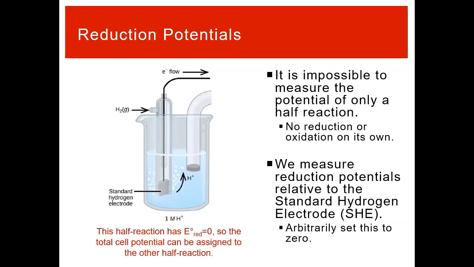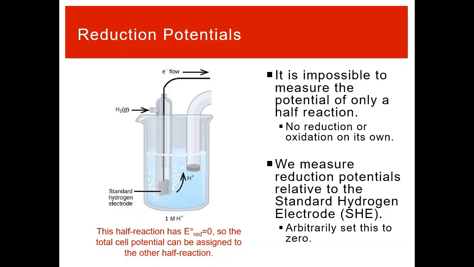So we want these numbers. We want half reaction potentials. You can't just measure the potential of a half reaction because half reactions don't happen on their own, right? You need to have two half reactions, put them together to determine a whole reaction potential, whole cell potential.